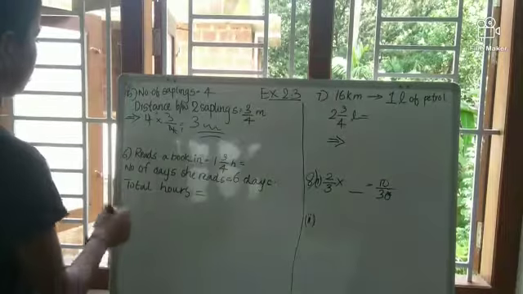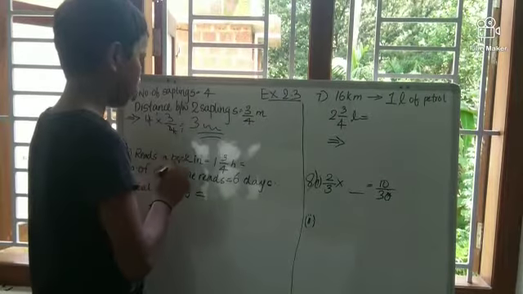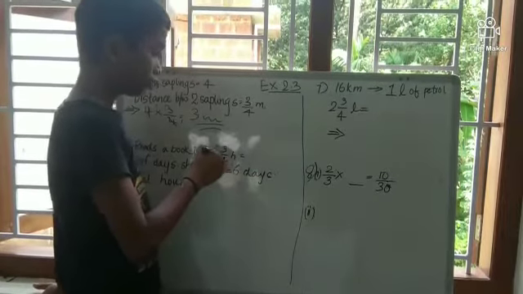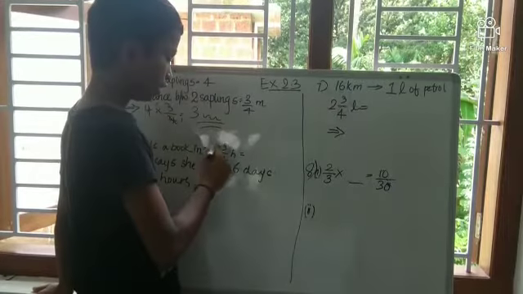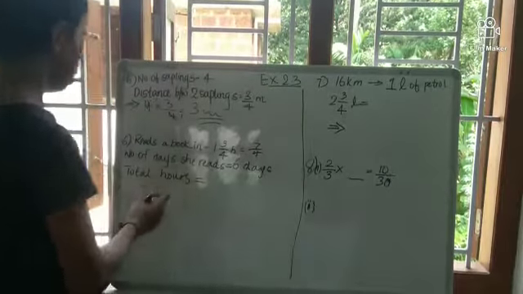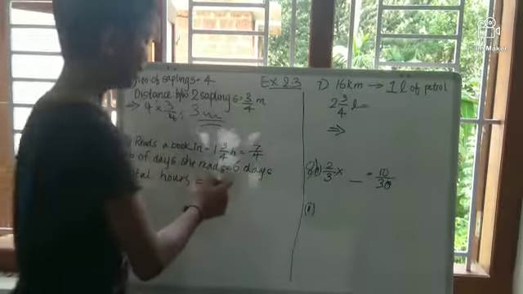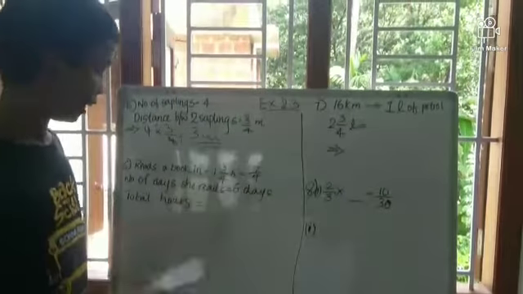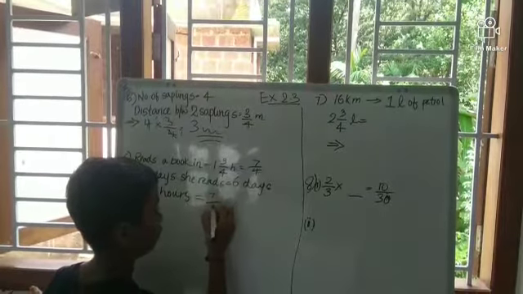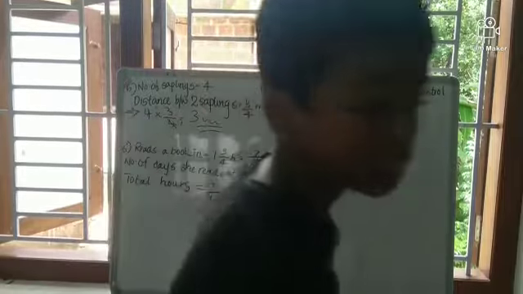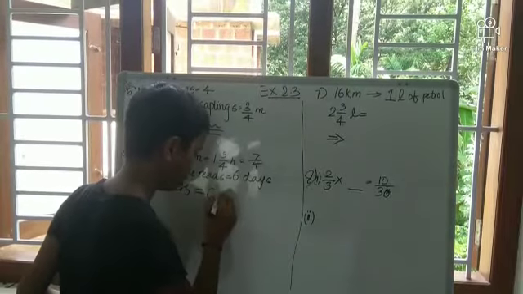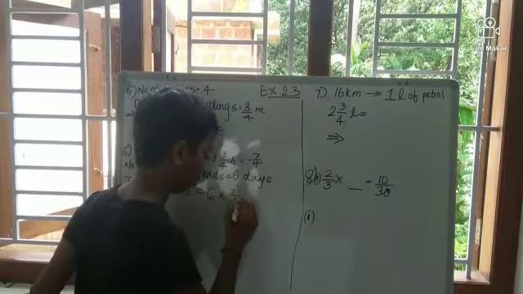Okay, she reads the book for 1 3/4 hours. We can make it an improper fraction: 4 into 1 is 4, plus 3, that is 7/4. The number of days she reads is 6 days to finish the entire book. To find the total hours, we have to multiply 7/4 by 6, that is 6 into 7/4.